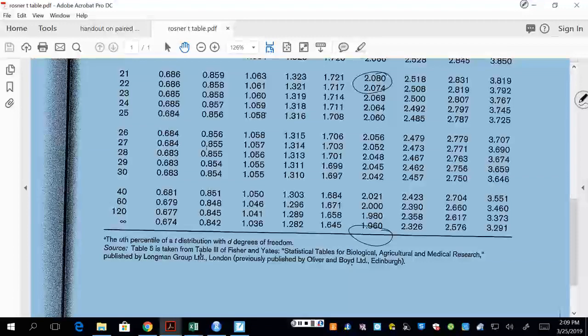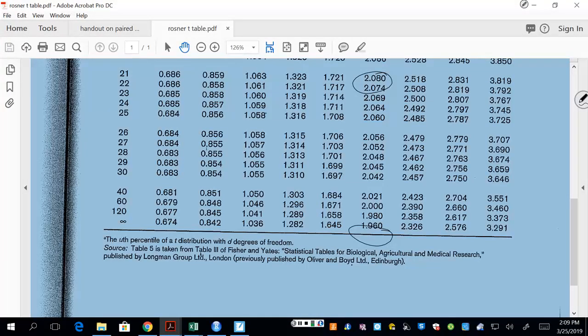But you can take the smaller value. That's conservative. Right, because it's going to give you a bigger value to compare to or to use in your interval. That's kind of conservative in the sense that it's making it a little bit wider than necessary. So 31 is pretty close to 30, so you could just use this one and say that's fine.